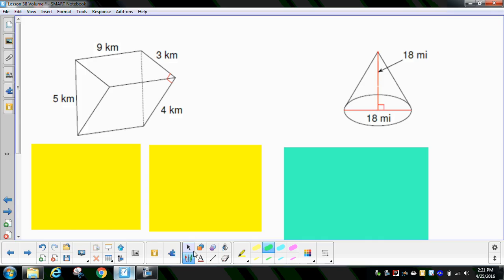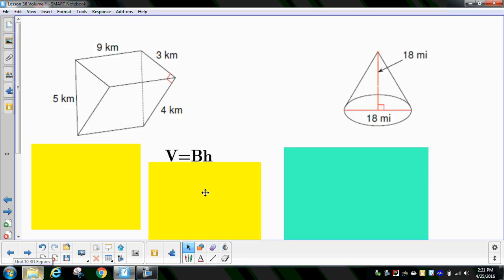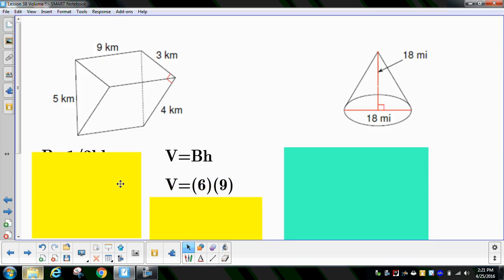So let me show you a couple examples. I like to show the triangular prisms because we see them a lot, and they're probably the hardest one. So if I want to find the volume, I'm going to need the area of the base and the height. The height's the distance between the two triangles, which is 9. And I calculated the area of the triangle over here.